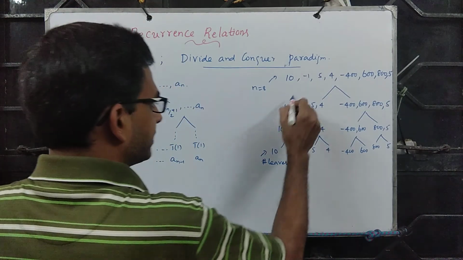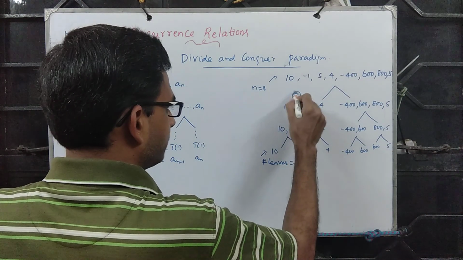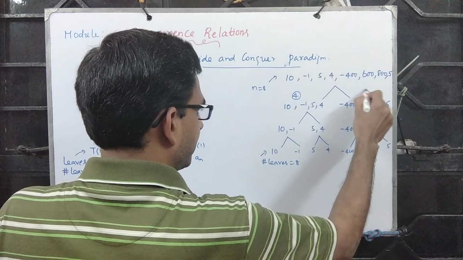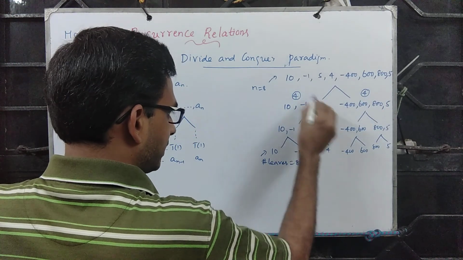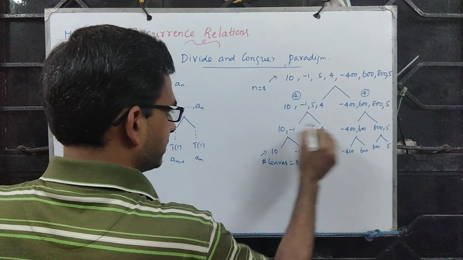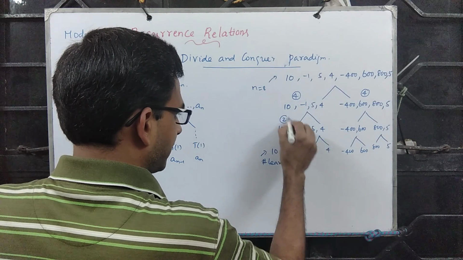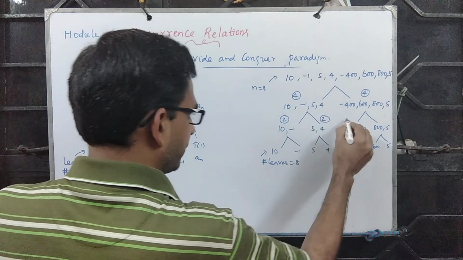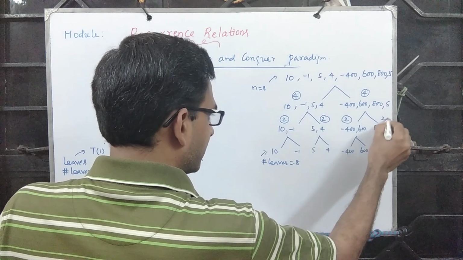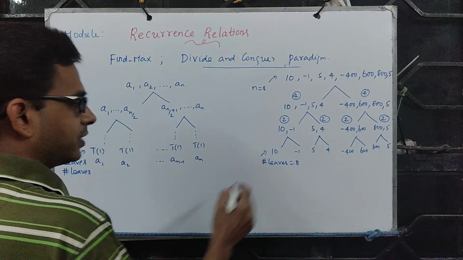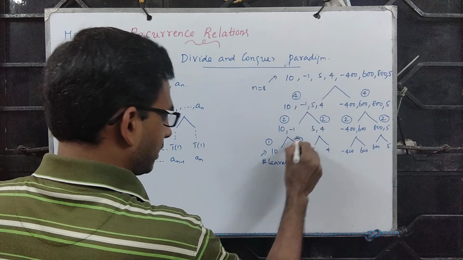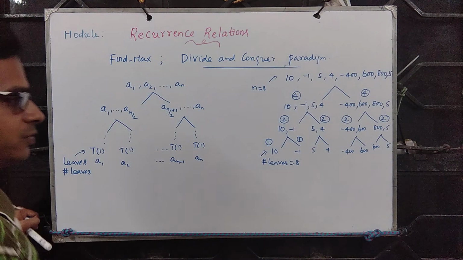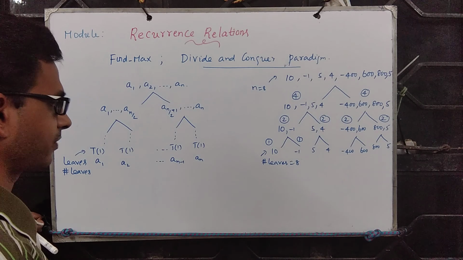At the first place I create two subproblems, each of size n by 2, in this case it is 4. Then further this is divided into two subproblems, each of size n by 4, in this case it is 2 each. Further it is divided into subproblems of size n by 8, in this case it is 1. And when you hit 1, you stop your approach.